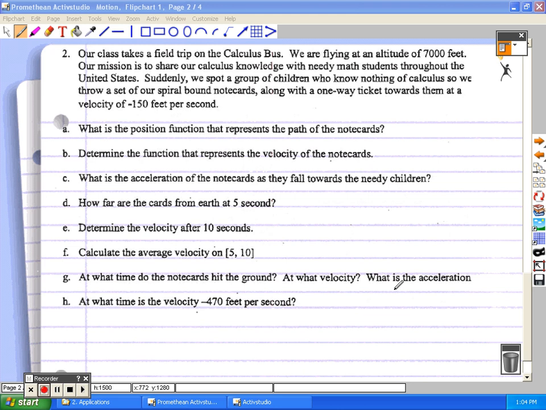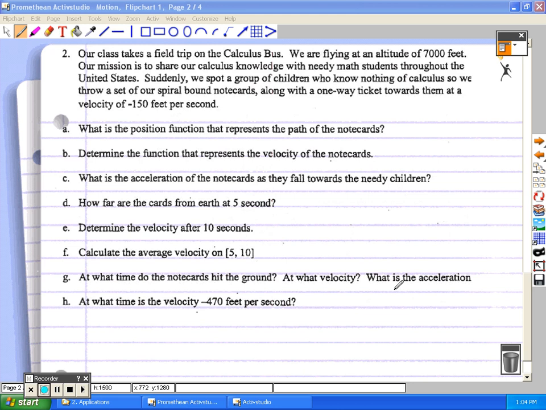Our class takes a field trip on the calculus bus. We're flying at an altitude of 7,000 feet. Our mission is to share our calculus knowledge with the needy math students throughout the United States. Suddenly, we spot a group of children who know nothing of calculus, so we throw a set of our spiral-bound note cards along with a one-way ticket towards them at a velocity of negative 150 feet per second.